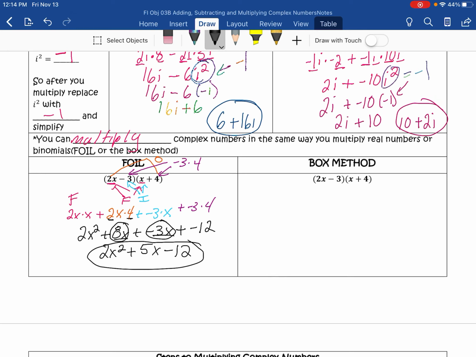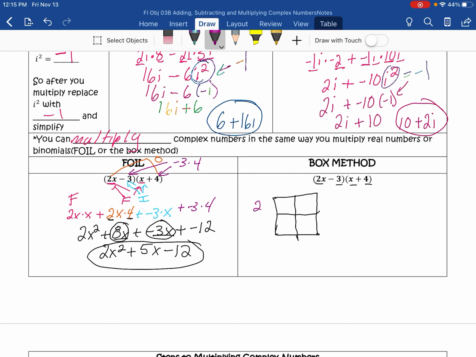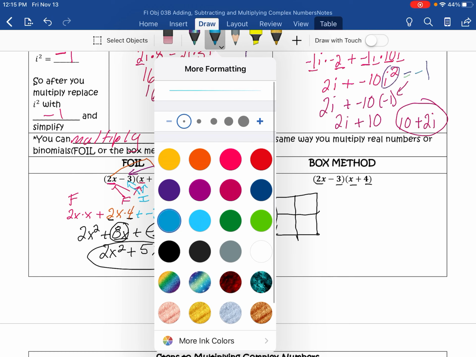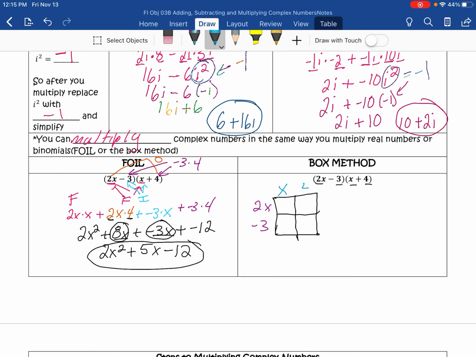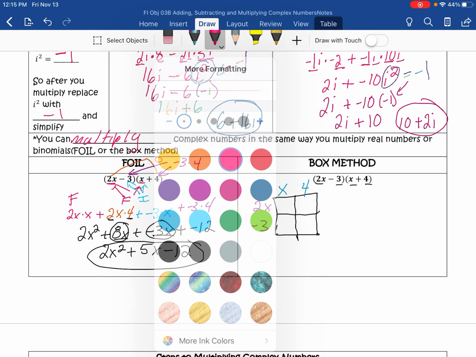The other method is the box method. If you learned to multiply, you may have learned with the box method. So you make a box that is 2 by 2. Some of you might like this better. On one side of the box, I'm going to have a 2x and a -3. On the other side of the box, I'm going to have an x and a 4. And all you do is multiply the parts of the boxes together. I'm going to show you exactly what I mean.